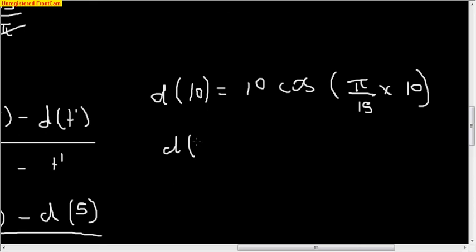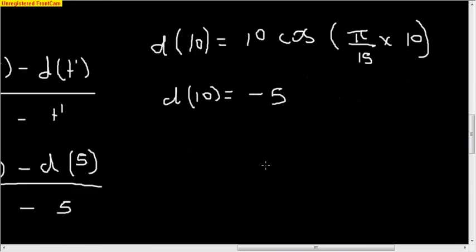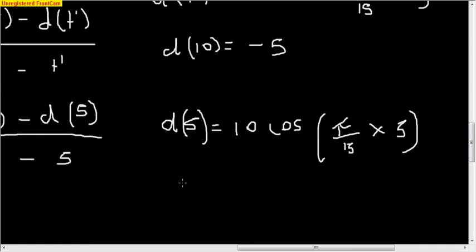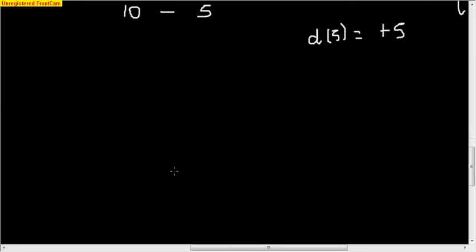Now you should get -5 as your answer, and when we plug in 5 into the equation, 10 cos(pi over 15 times 5) should equal +5. Now we know the value for how much distance he has traveled.